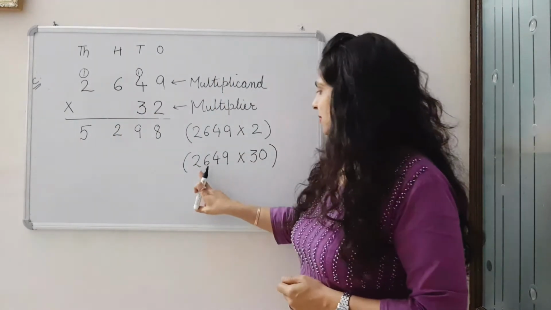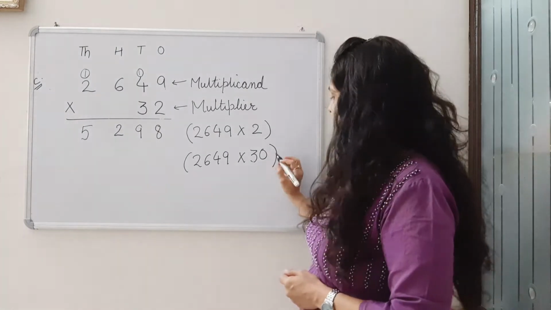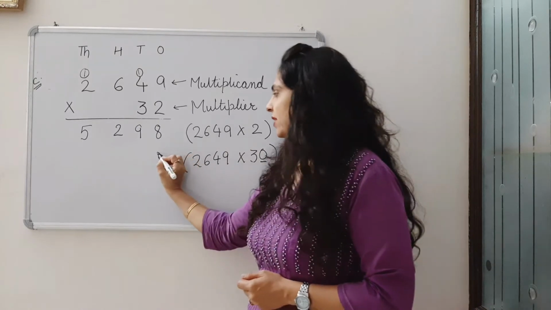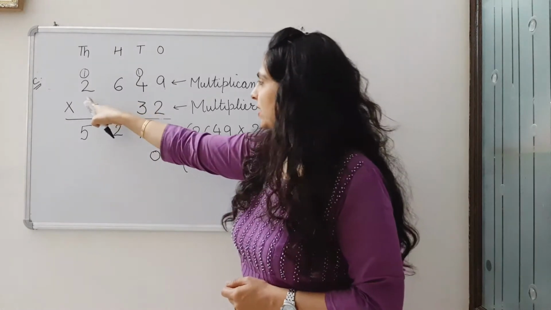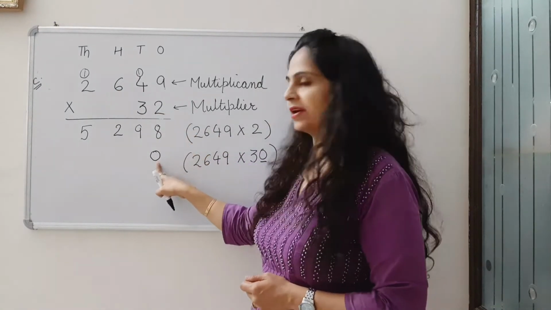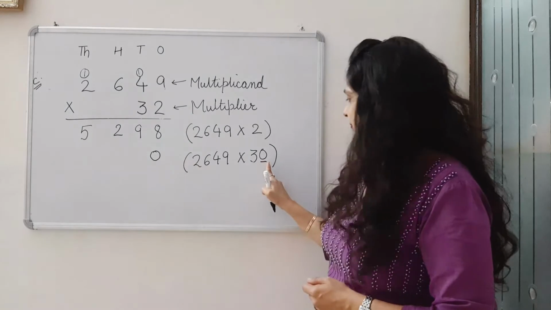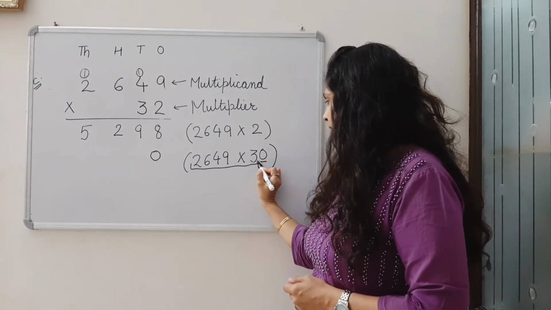Now we have to multiply 2649 by 30. It has 1 zero. So let's write 1 zero over here. Fine. Now we will multiply 2649 by 3 because we have already written 0 over here. See, 0 we have written here. Now we have to multiply these two numbers.